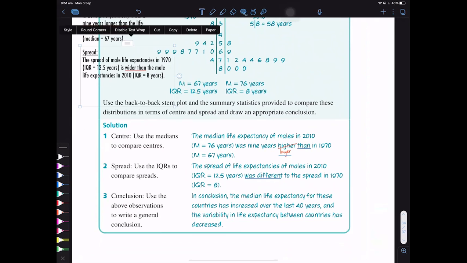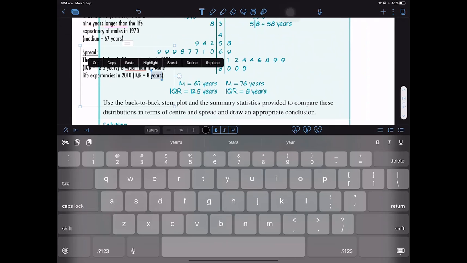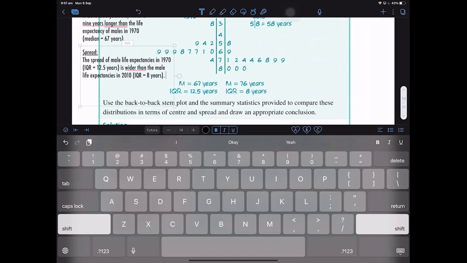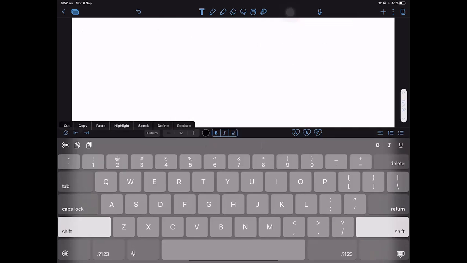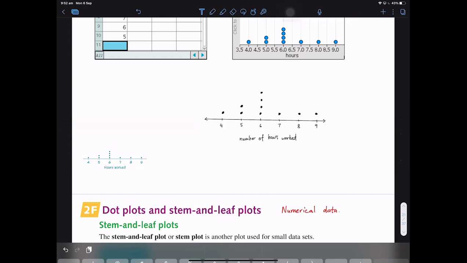In fact, I might also include in here and just do the interpretation directly. This means that the variability has decreased over the 40 years. Whoops. Where did it jump to?